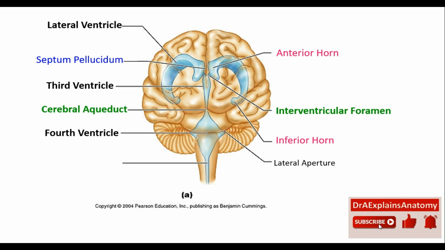This right here is the cerebral aqueduct. Cerebral from cerebrum, aqueduct for the fluid, which is the CSF, to pass from the third ventricle to the fourth ventricle. And this right here is the central canal. So the fourth ventricle narrows and gives the central canal, which runs through the entire spinal cord. Both the brain and the spinal cord belong to the central nervous system.